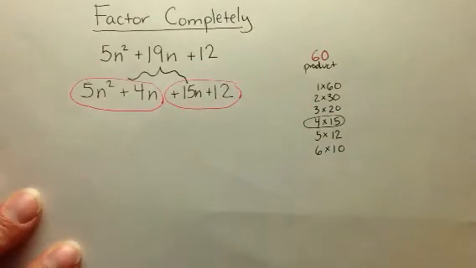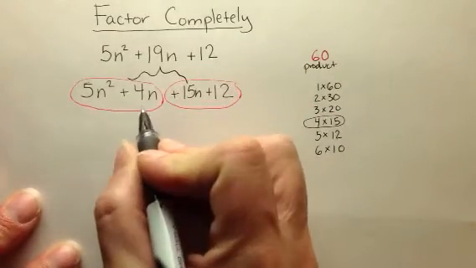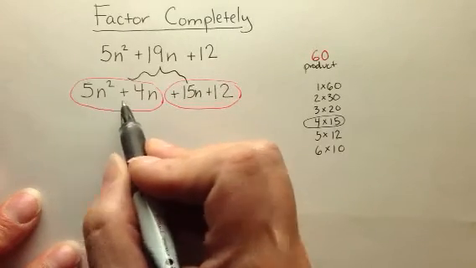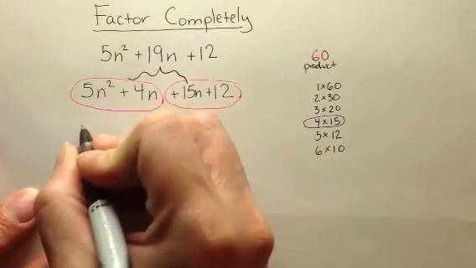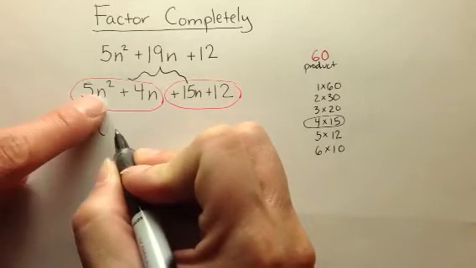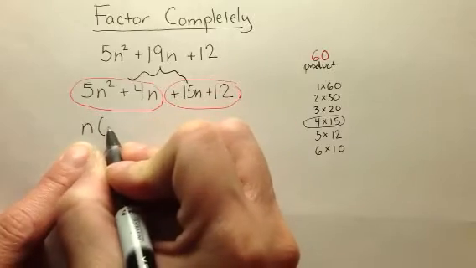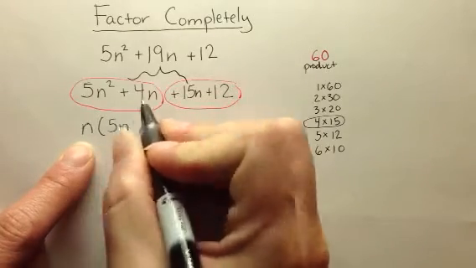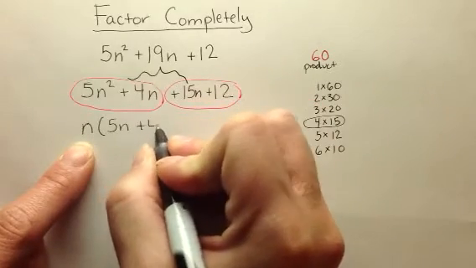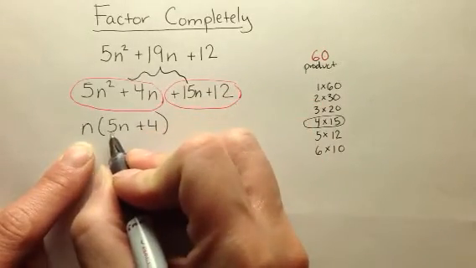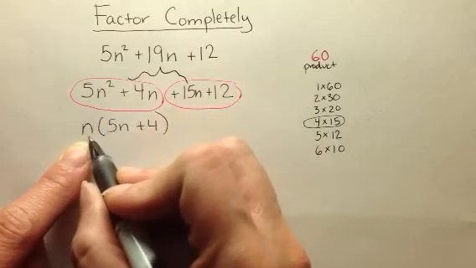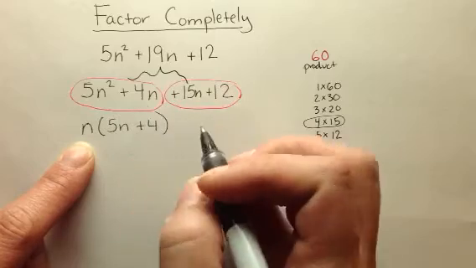And I'm going to say, what can I factor out of these 2 terms? 5 and 4, they don't have a common factor, but I have an n which I can take out of both. Okay, to get the first term here, 5n squared divided by n is 5n. 4n divided by n is 4. And I always kind of multiply it back out to double check. N times 5n is 5n squared. N times 4 is 4n.